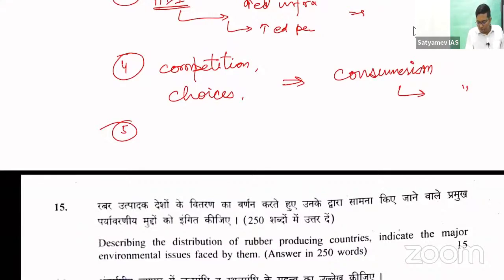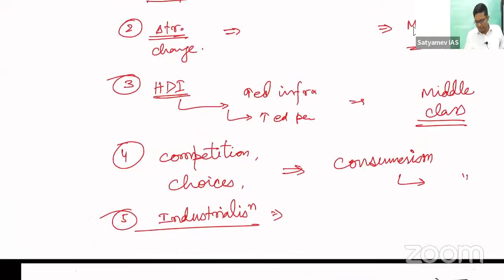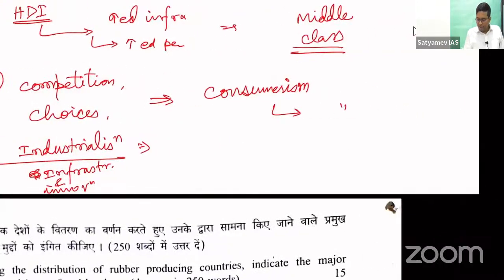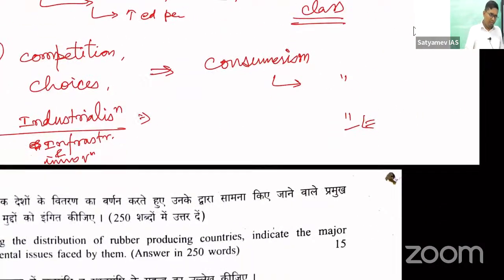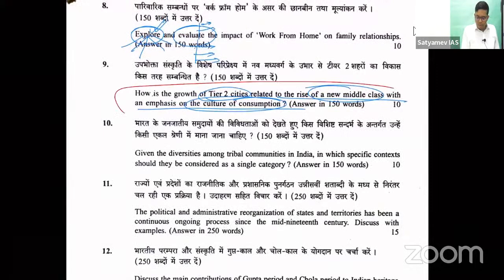So this is also bringing industrialization in the region. And because of industrialization, you will have the townships, you will have better infrastructure which will be there. Industrialization, infrastructure, and innovation. So again, this is indicating towards rise of middle class. So did you focus on that culture of consumerism?